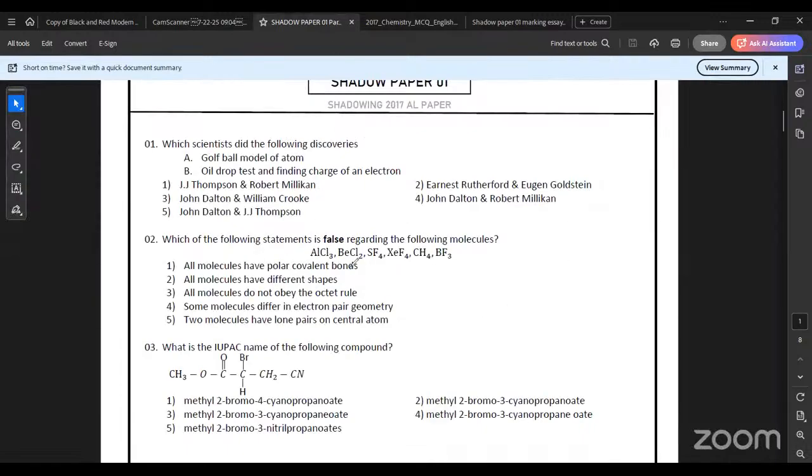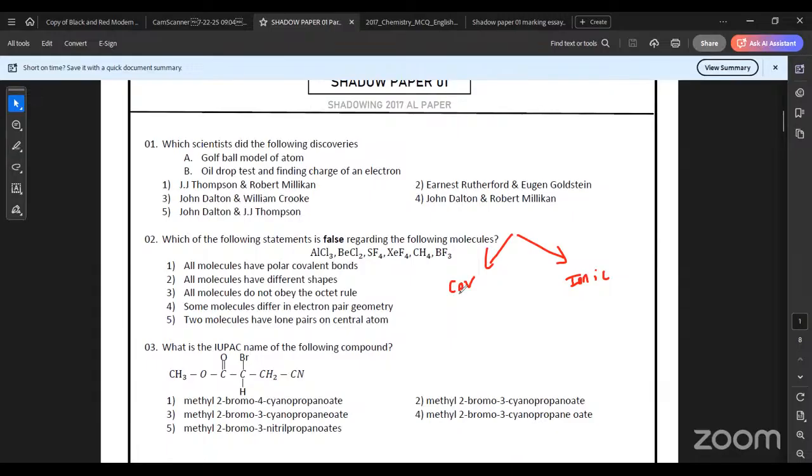All molecules have polar covalent bonds. Now people, there are 2 types of bonds: covalent bonds and ionic bonds. Secondary interactions, dipole, hydrogen bonds, those are intermolecular attractions. These are intramolecular attractions. Within the molecule, what type of bonds do you have? Between atoms of the same molecule, like in ammonia, nitrogen and hydrogen, likewise this bond. So there are 2 types of bonds you can have, covalent and ionic.